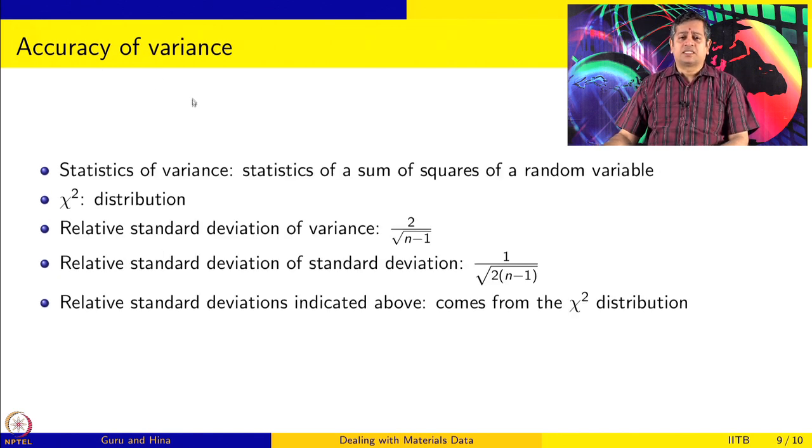One can also ask questions about the accuracy of variance. The statistics of variance is the statistics of sums of squares of random variables, so it is a chi-squared distribution. The relative standard deviation of variance is 2 by square root of n minus 1, and the relative standard deviation of the standard deviation itself is 1 by root of 2 into n minus 1, and these were obtained from the chi-squared distribution. So, it is possible to estimate also the accuracy of the variance, and one can get these numbers fairly easily.